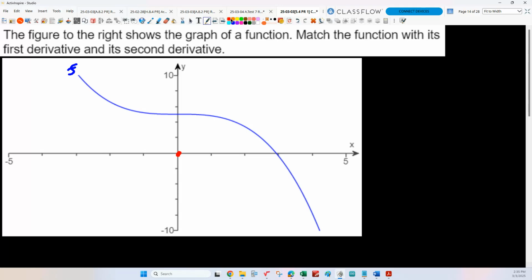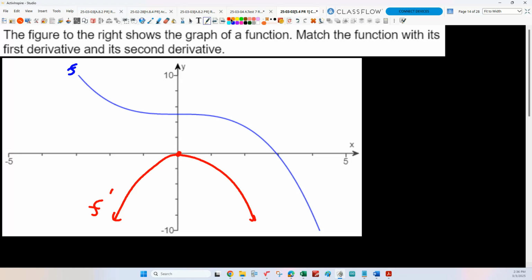To the left of 0, for negative values, what's the function doing? As I go to the left, is it going to be negative or positive? Oh, it's going to be negative. As I go to the right, it's going to be negative again, isn't it? So what's that going to look like? Yeah, like an upside down parabola. There's f prime.